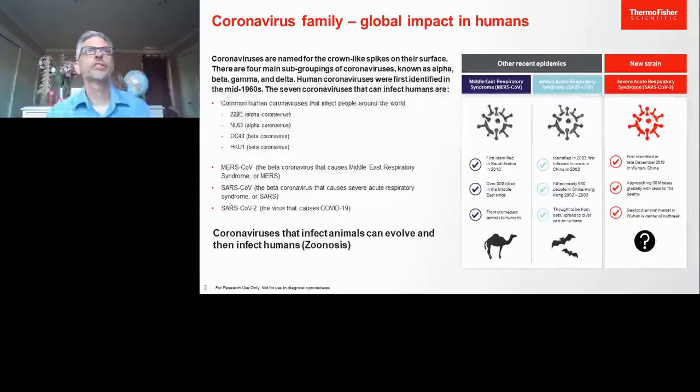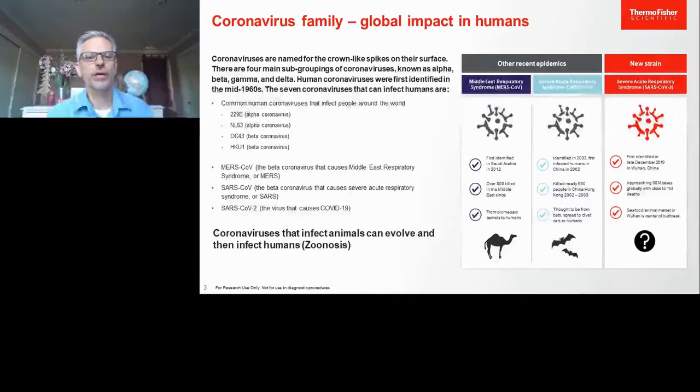Human coronaviruses were first identified in the mid-1960s. And there are 7 coronaviruses that can infect humans. The first 4 in this list are 229E, NL63, OC43, and HKU1. And these all produce fairly mild symptoms, symptoms of a common cold in humans.